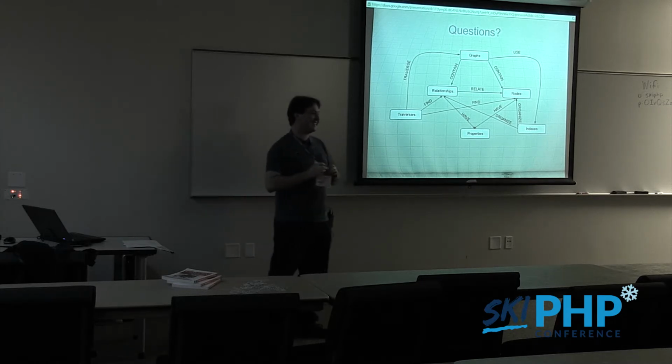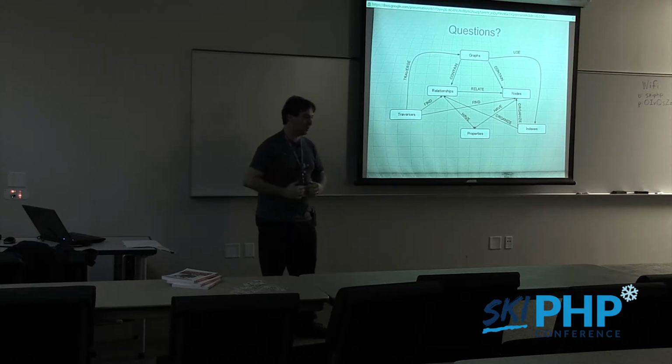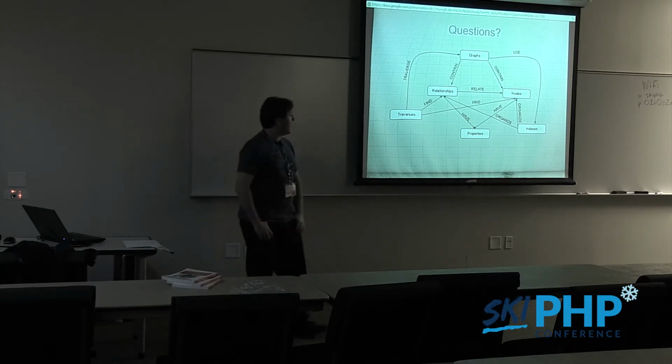Yes? So I can see how the graph would be a lot faster than a relational database when there is a path. What are the performance drawbacks when there's not a path to be found?